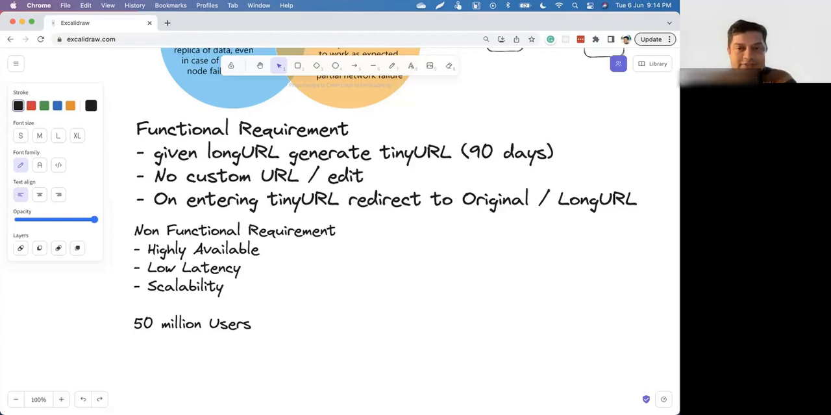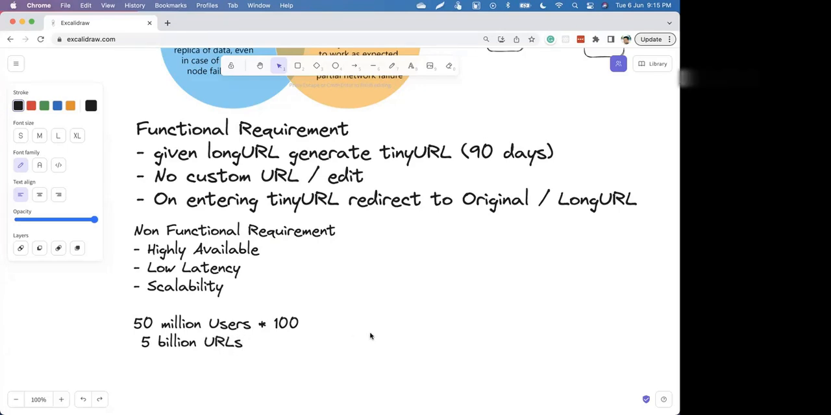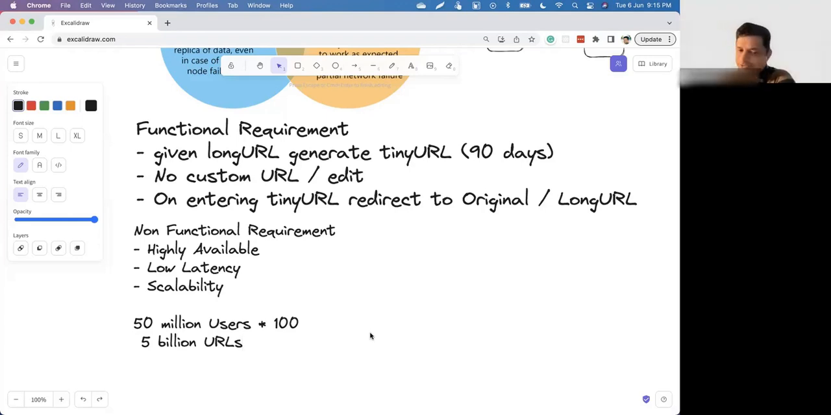First thing, you say, let's say we store the tiny URLs for 90 days. Then how many URLs a user may create or store? If this many users are there, let's say every user is storing 100 URLs. So 50 million into 100, you will have in total 5 billion URLs. This is the storage you will need. Assume this is the total number of URLs you have.